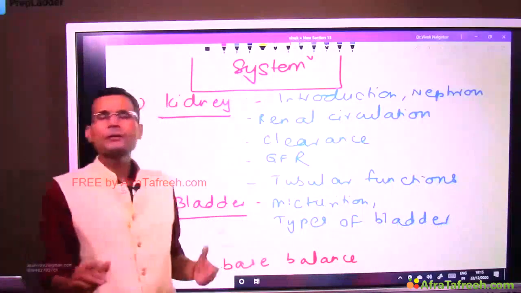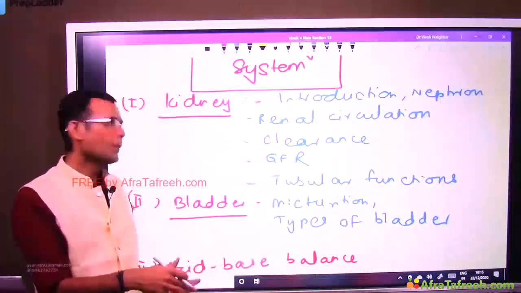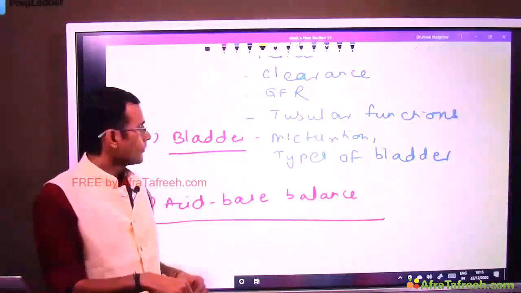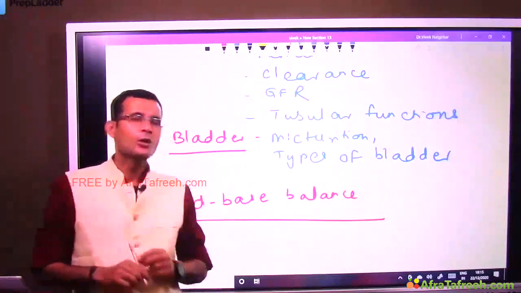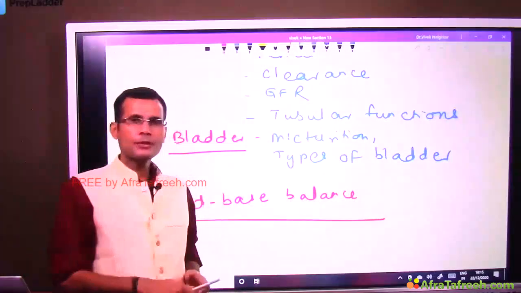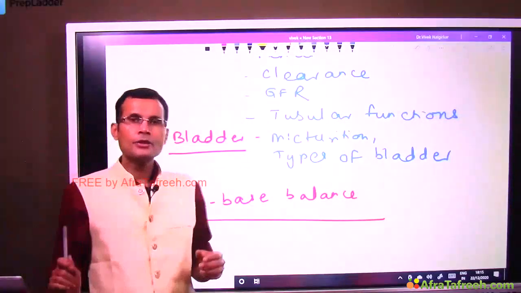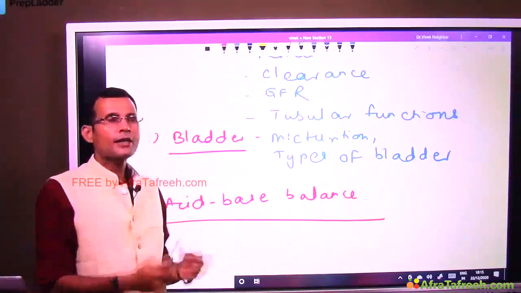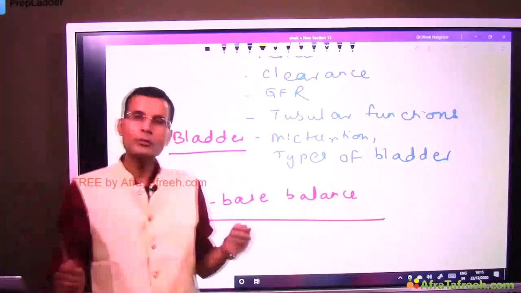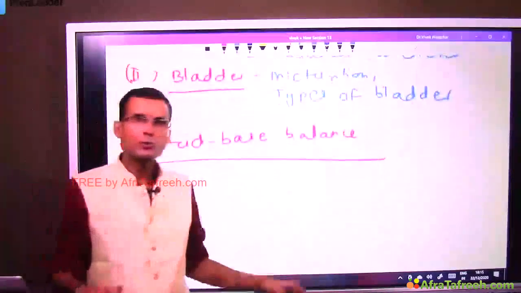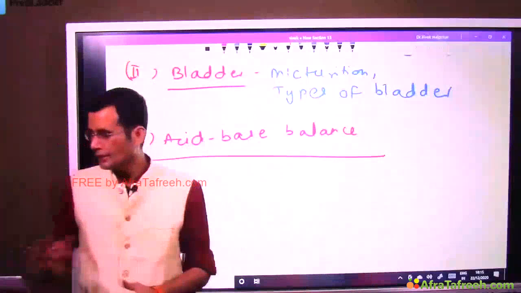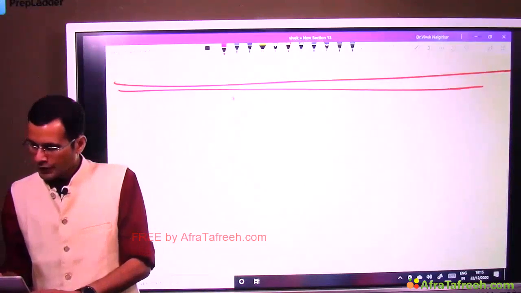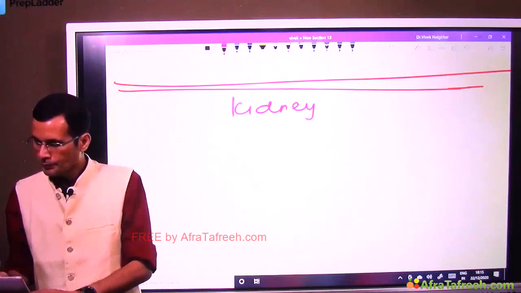And then the bladder, micturition reflex, cystometrogram, the types of bladder in various lesions. Finally, we will deal with acid-base balance. Why do we discuss acid-base balance in this chapter on the kidney? Because the kidney plays a very crucial role in the regulation of pH and acid-base balance. We will see all that in the due course of our discussion. So let's start with the excretory system, starting with the kidney.